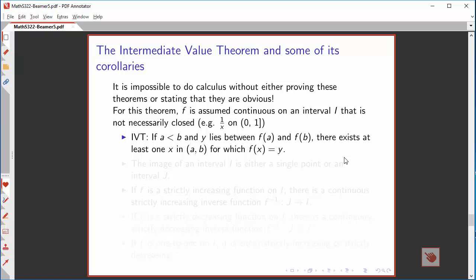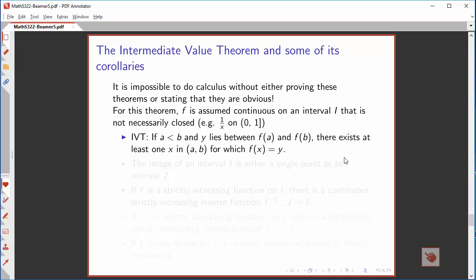Let's state the result a bit more formally. We've got a function that's continuous on some interval I, and in this case, the interval I doesn't have to be closed. It could, for example, be the function 1 over x on the interval from 0 to 1 that is open at the 0 end, so that there's no risk of evaluating the function when x equals 0.